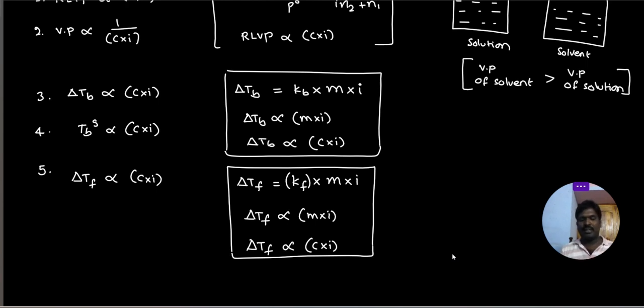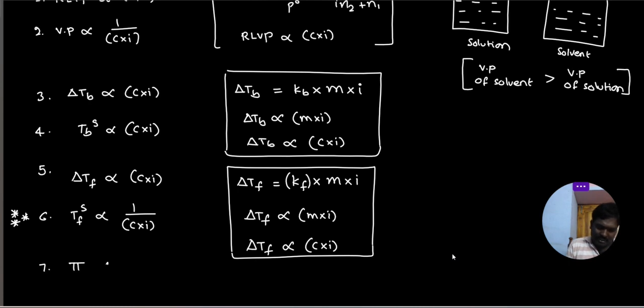So if you remove the constant, then depression in freezing point is directly proportional to concentration into van't Hoff factor. Here, depression. Then if you take the freezing point of the solution, it is inversely proportional to C into i. Understood? Depression in freezing point is directly proportional to C into i. The freezing point of the solution is inversely proportional to C into i.